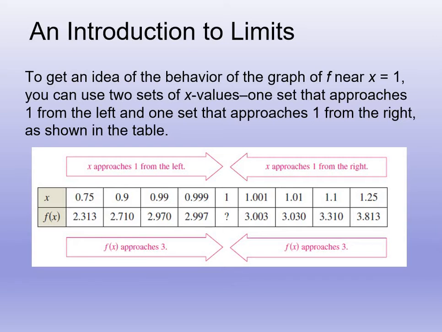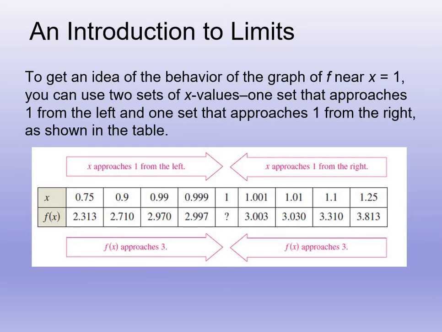So 1.001, 1.01, 1.1. It's not going to help us if we choose, let's look at what happens at 0, or at 2. That is not close enough to x equals 1 to give us a good idea of what the limit is going to be. You have to get very, very close to 1, but it can't be 1, to see what it's approaching. So you're going to substitute in those values for x.